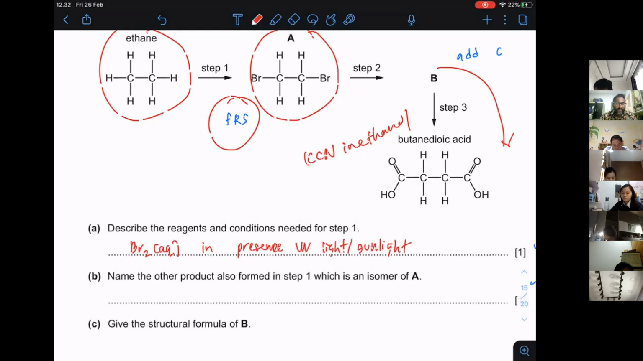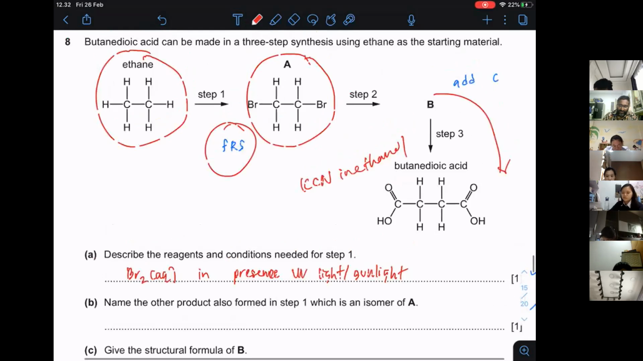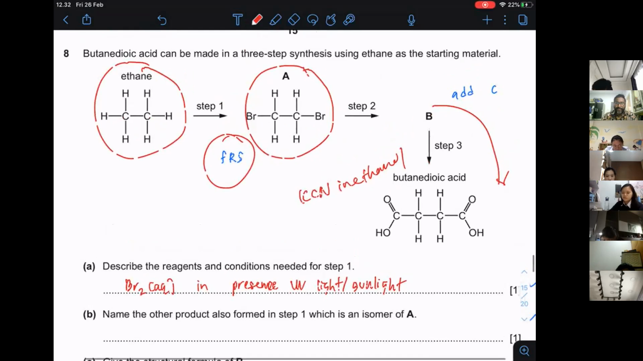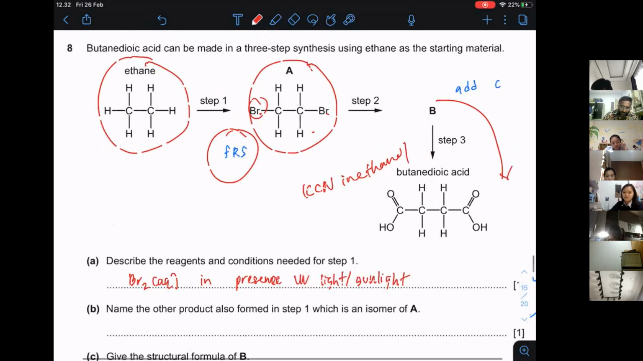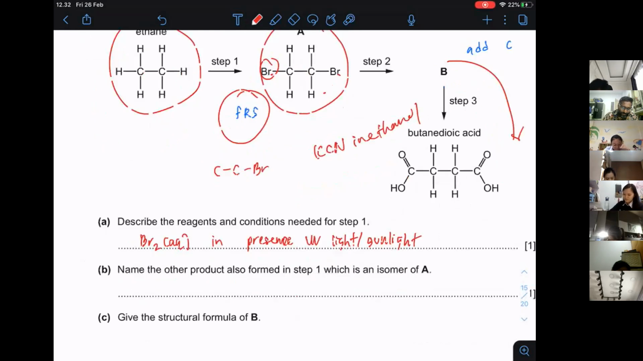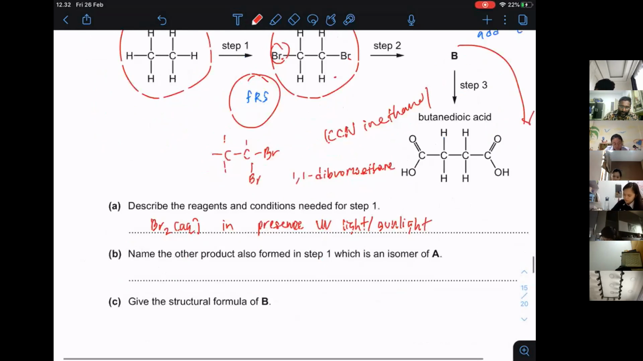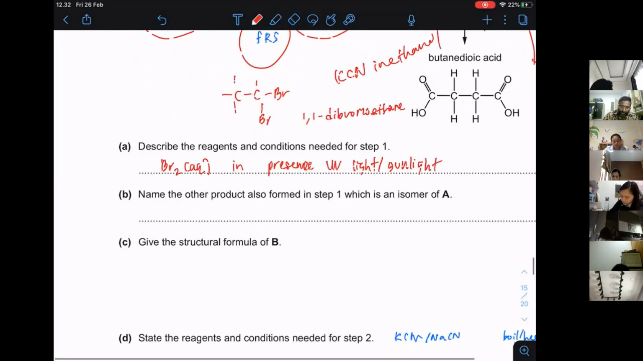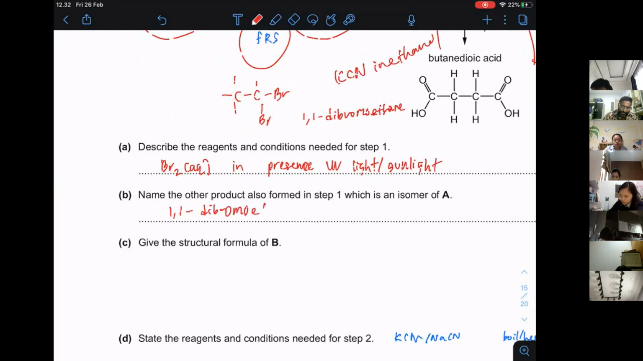Name the other product also formed in step 1, which is an isomer of A. So they are saying isomer of A, so just use the structural isomer. Just put the Br over here. That is also possible. So CH3CHBr2. What do we call this? So this is going to be 1,1 dibromo ethane.